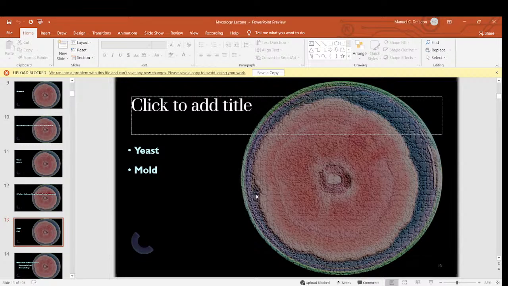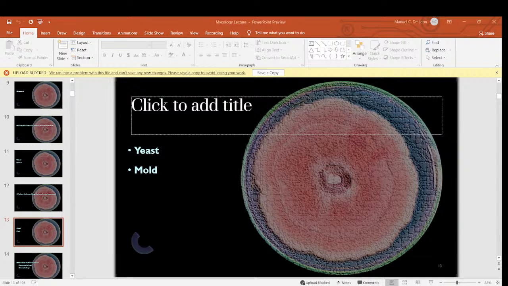Anybody in the chat group or in the chat box, or you can unmute yourself. It's not a problem with me. Anybody? What is the collective term for a mold?